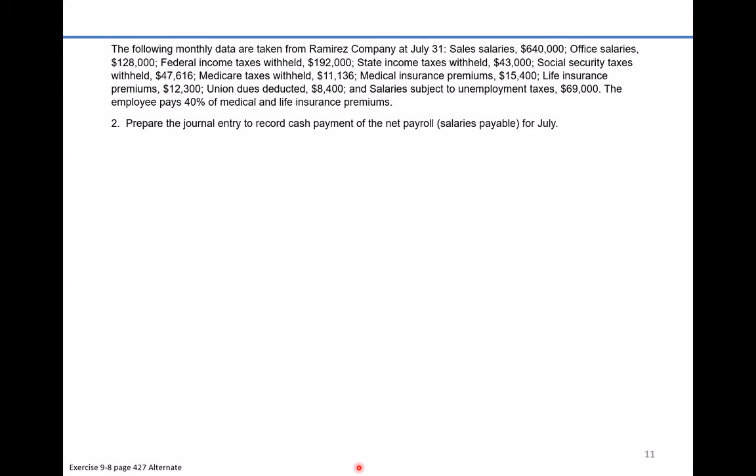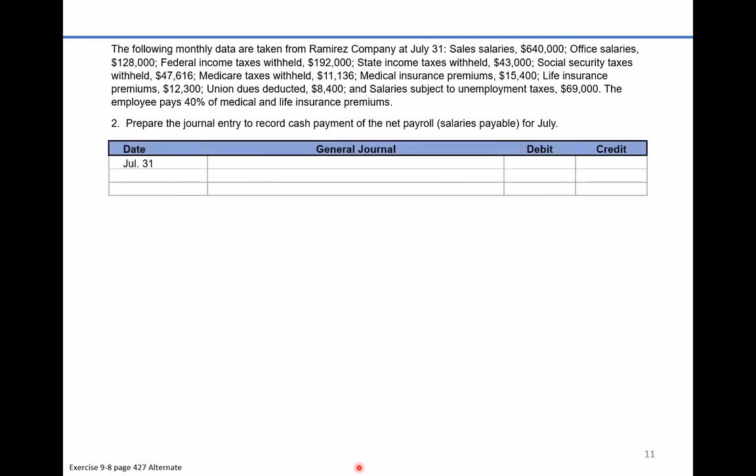Let's take a look at the next part. It says prepare the journal entry to record the cash payment for the net payroll. So when that salaries payable of $454,768 is actually paid out, it gets debited, and cash gets credited when the employees actually get their cash. But that's not all of the transaction. Even though those are significant amounts being withheld out of the employees' checks, there are additional amounts that the employer also has to pay. Let's take a look at those next.